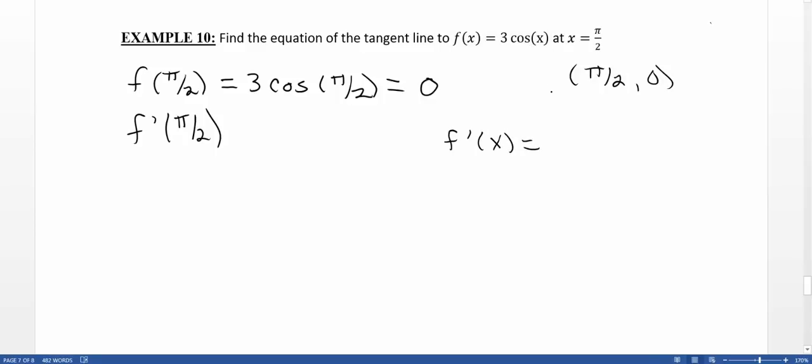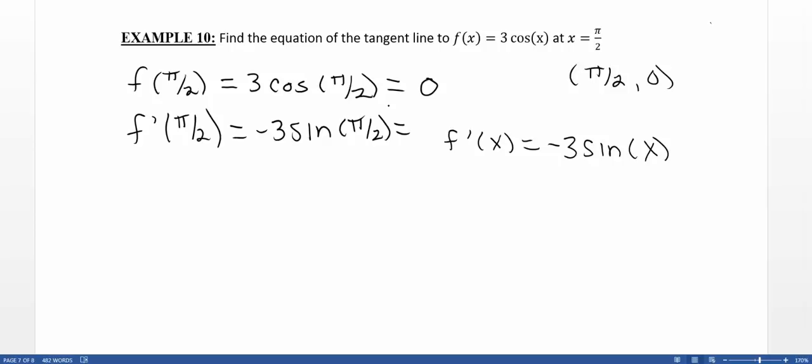The derivative of cosine we said was negative sine. So we have negative 3 sine of x is our first derivative here. Notice that I'm consistently pulling the negative to the front whenever I end up with a negative part of my derivative. So now I need to plug in a pi over 2. So negative 3 sine of pi over 2. So sine of pi over 2 is going to be 1. And so negative 3 times 1 is going to give me negative 3. And remember, that's the slope of my tangent line.